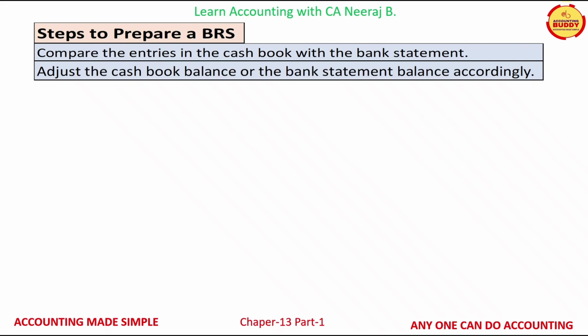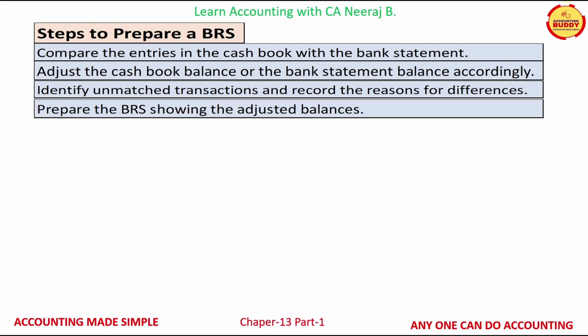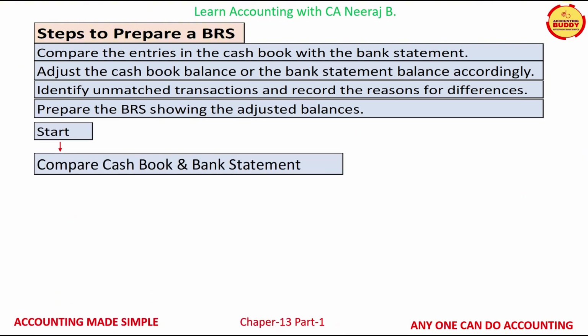Once the unmatched transactions are identified, record the reasons for differences, post which the bank reconciliation statement is prepared to show those adjustments. Start the bank reconciliation process by comparing the two statements, that is the cash book and the bank statement. Basis one-on-one comparison of transactions in both statements, identify the differences in terms of transactions which are appearing only in one of these statements.